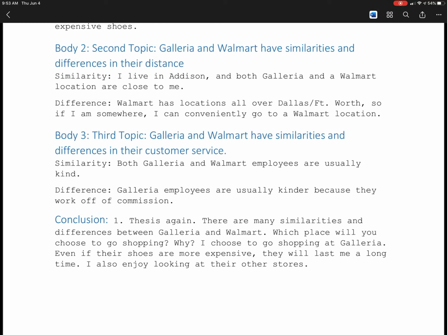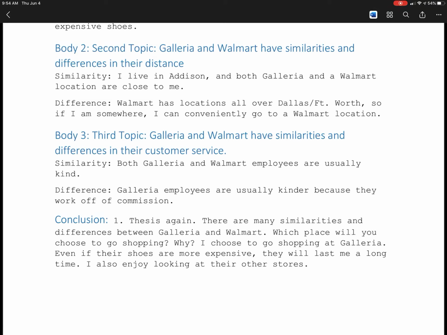So each paragraph, introduction, each of the 3 body, and the conclusion, again, should have at least 4 or 5 sentences. When we get to the conclusion, we're going to say my thesis again, there are many similarities and differences between Galleria and Walmart. And then here, we need to choose. And then after I choose, I need to say why I made that choice.